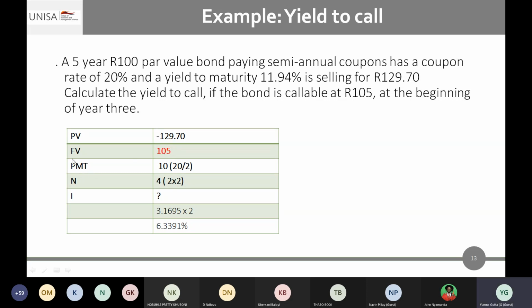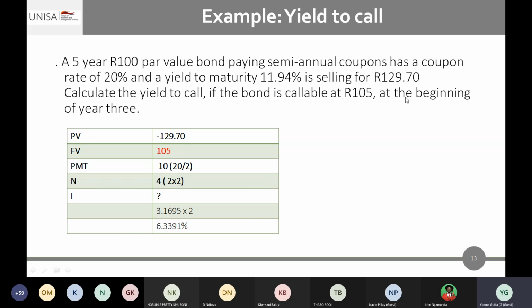Now let's work out our payment. Our payment is 20% times the face value, then divided by 2. So 20% times the face value is 20 rand, divided by 2, which gives you 10 rand. So we're receiving 10 rand for the first half of the year, and 10 rand in the second half of the year. So we are receiving 10 rand semi-annually.